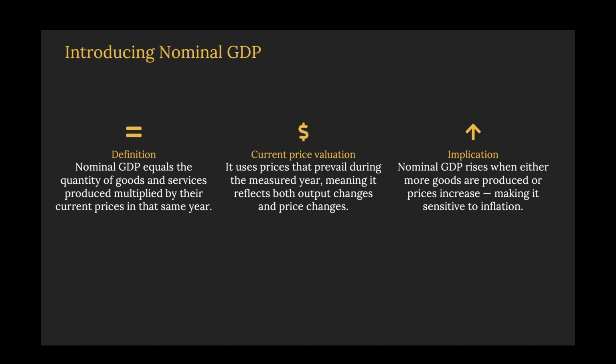Because it uses current prices, nominal GDP will go up over time for two reasons. One, we usually produce more goods and services. And two, the prices of most goods and services also rise over time. So nominal GDP mixes together genuine growth in production and inflation, or price increases. That's why we need something better when we want to measure real production.